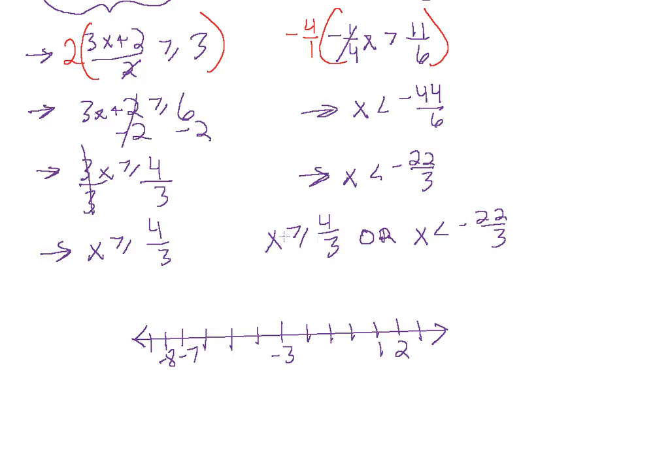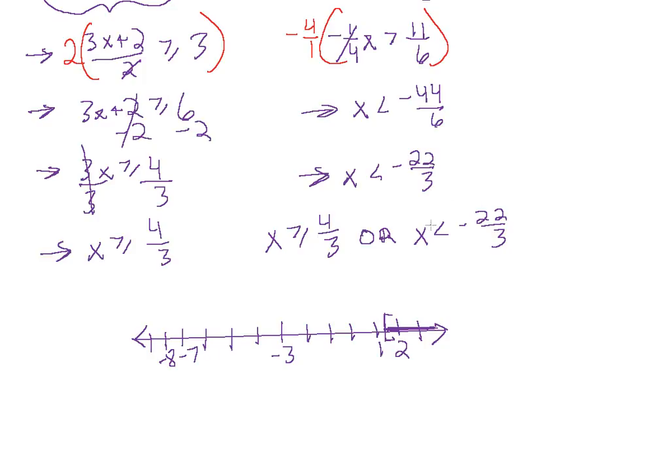So we're interested in the values that are greater than or equal to 4 over 3, or 1 and 1/3, which appears right about here. We want all the values to the right of this point, and we're going to include this point in our solution set. So we're going to put a bracket here and shade to the right. So that's this one: x is greater than or equal to 4 over 3.